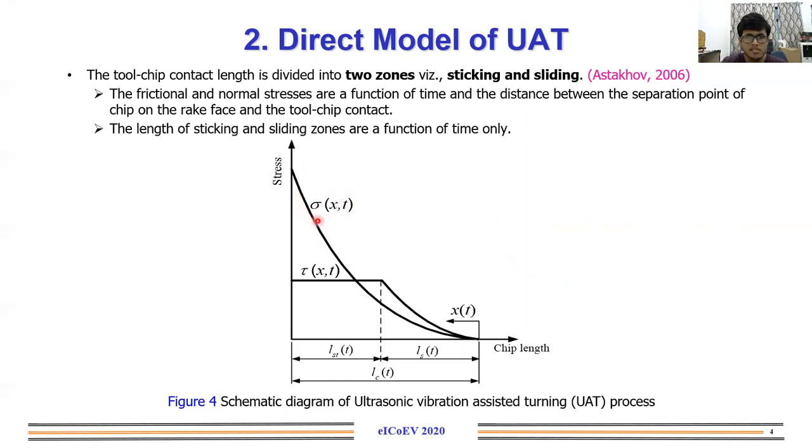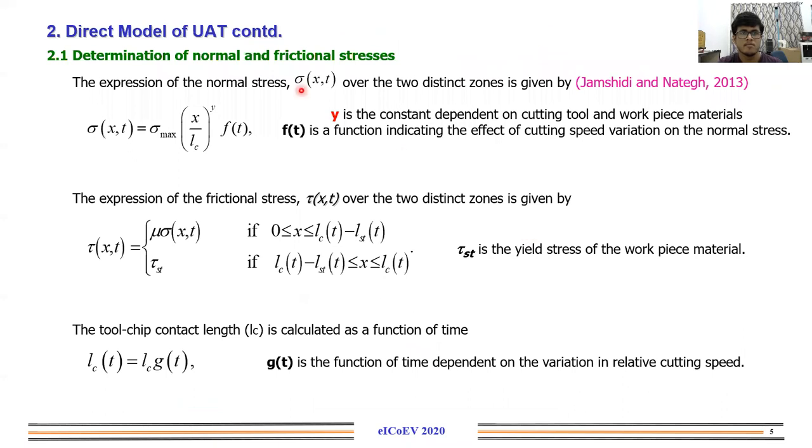This parameter represents the normal stress, and this represents the frictional shear stress. And these are the parameters which represent the distance of the sticking zone and the sliding zone. This point represents the distance from the point at which the tool chip loses contact with the workpiece. This is the main graph on which we'll be developing the equations.